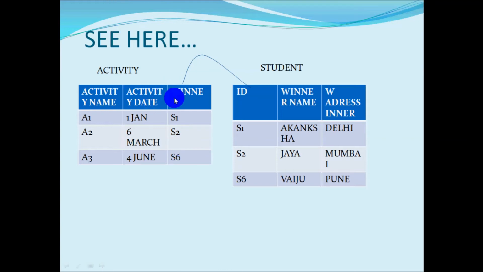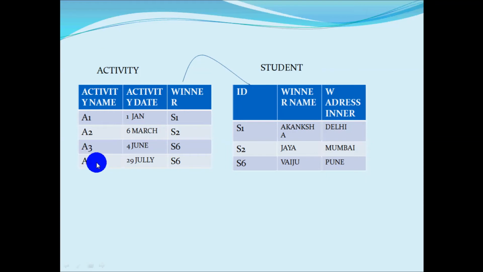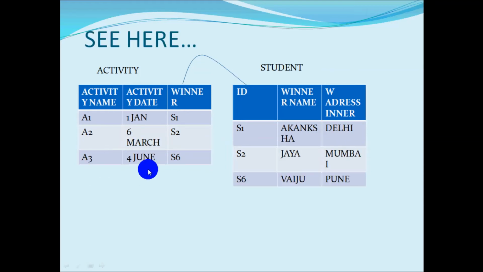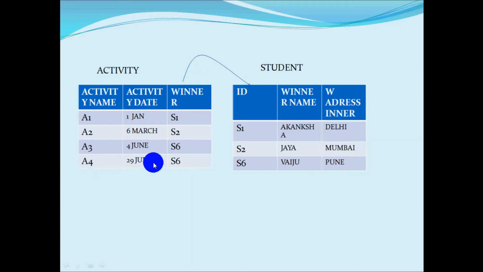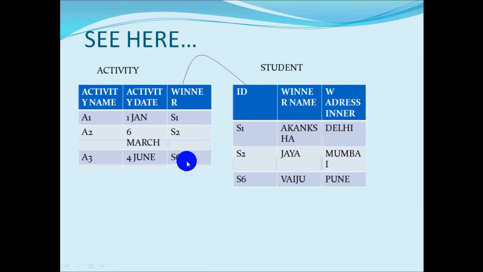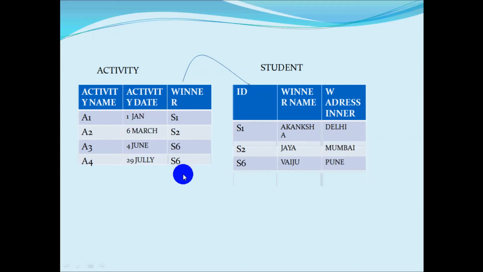Now if I hide this, how can you get the details of them? So let's use this as a descriptive table here, where this is the primary key and this is the foreign key. Then to understand more, if I add one more activity, A4, which was not there previously, and again S6 is the winner. You can see here only three winners were there, and S6 I have added.